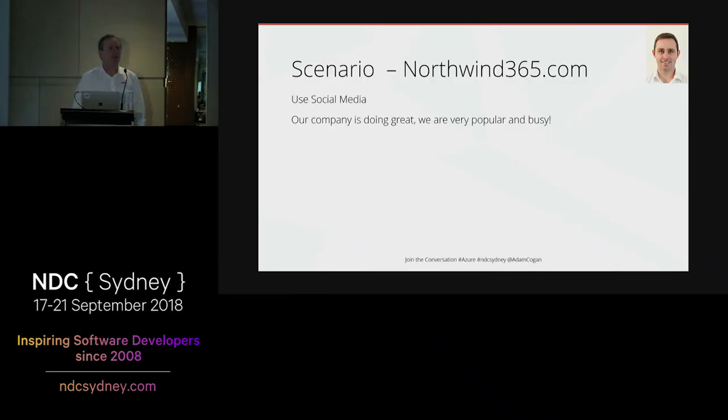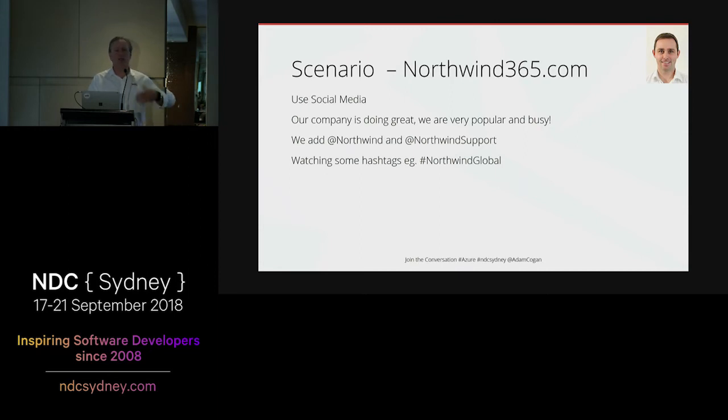Social media is important, and Jason's got to start taking control of that. There's so much stuff happening. So he adds a couple of Twitter accounts, at Northwind and at Northwind support. There's a couple of hashtags that are trending since Elon Musk tweeted, hey, you got to get these guns from Northwind Global. Now you might be using Zendesk for your customer support or ServiceNow. They're the most popular ones.